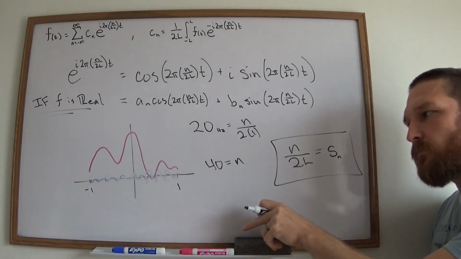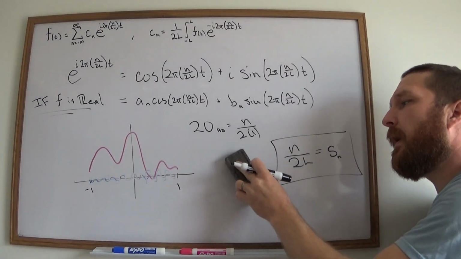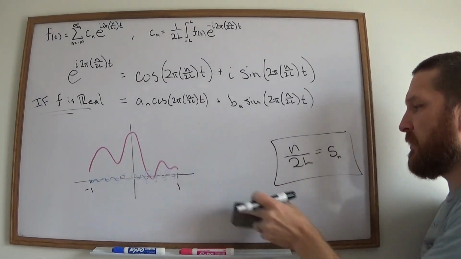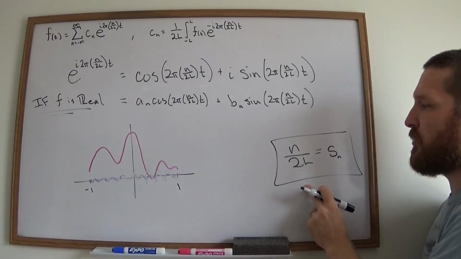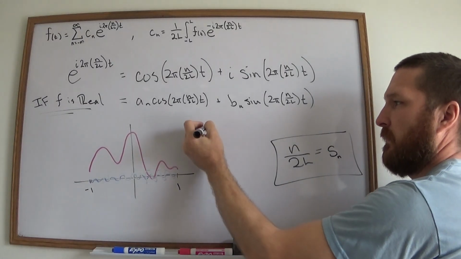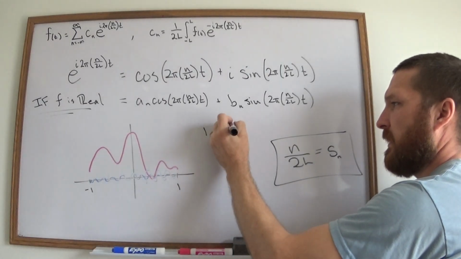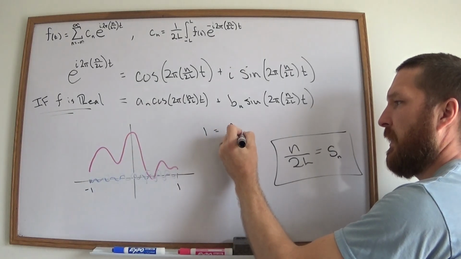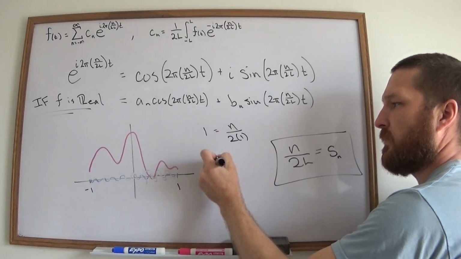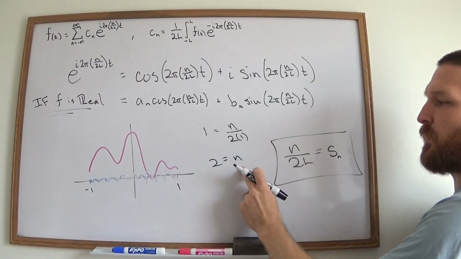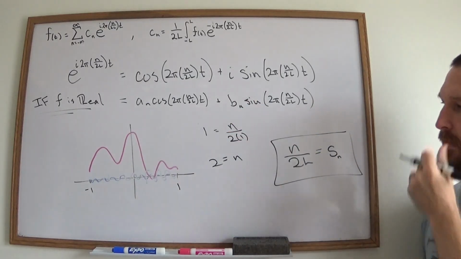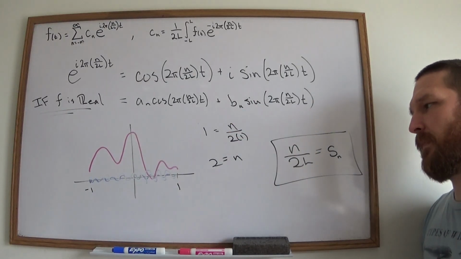That's cool. But what if I wanted to know how much 1 hertz is in there? Well, 1 equals n over 2, L is 1. So 2 equals n. When n is 2, we'll find out how much 1 hertz is in there.